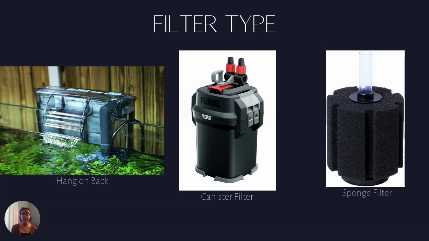Hang-on backs tend to have adjustable flow rates, but can suck up sand, small fish, fry, eggs, and they can be noisy. Canister filters are quiet and customizable, but they can be very expensive, hundreds of dollars. Sponge filters are simple and affordable. They don't suck up fish, fry, eggs, and shrimp. They hold beneficial bacteria and create surface agitation in your tank. However, they can look unpleasant and bulky in your tank.